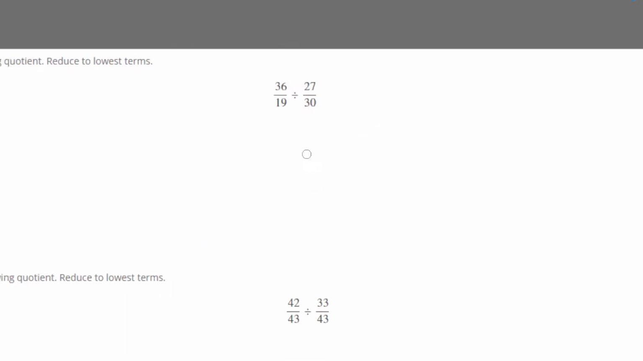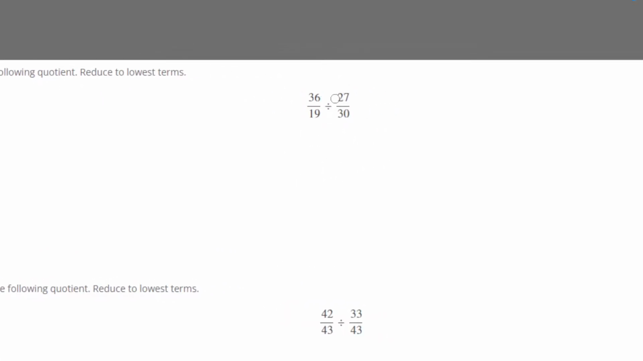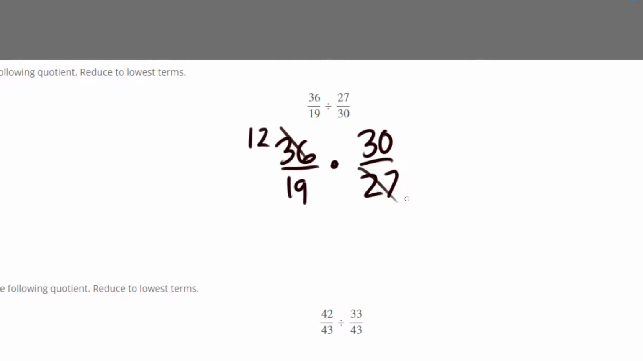This one is telling us to find the following quotient and reduce to lowest terms. First we want to flip this. So 36 over 19 times 30 over 27 instead of 27 over 30. And then we know that 3 goes into 36 and 27. 3 goes into 36 12 times, and 3 goes into 27 9 times. 30 and 9 do not have a common multiple. So when you multiply 12 times 30 and 19 times 9, you should get 360 over 171. And I don't believe that reduces any further.